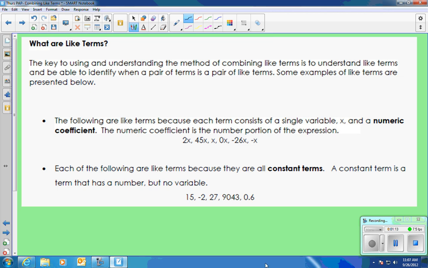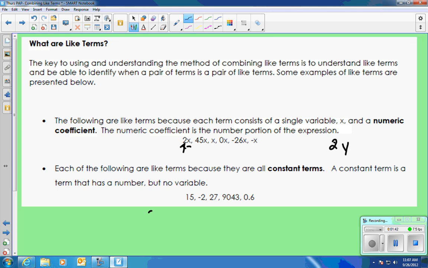So like terms just means anything that has the same characteristics. So these are all considered like terms because they have just a coefficient, but the x is the same. These are all called constant terms because they do not have an x. Now, just because this has a variable does not mean that these are like terms. The variable combination has to be exactly the same for us to call them like terms.